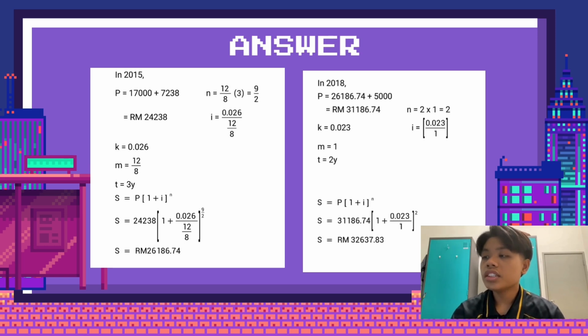After we have inserted all the notation that has been given in the question, we will get our future value, which is 32,637 ringgit and 83 cents. So, that's all.